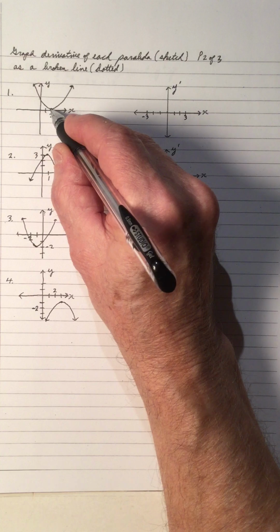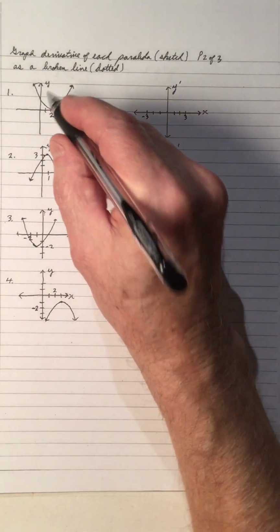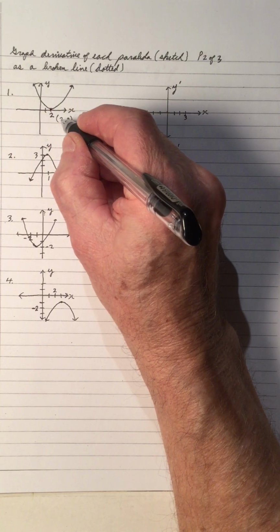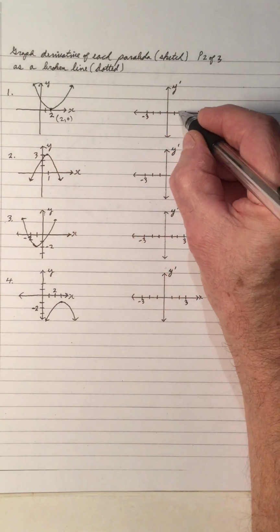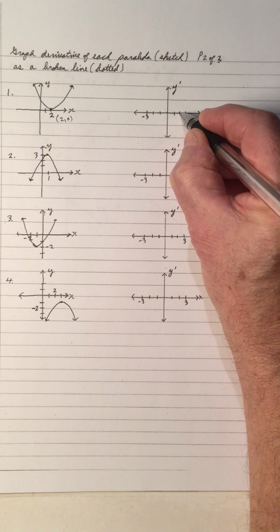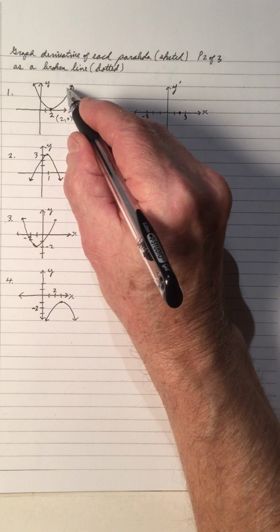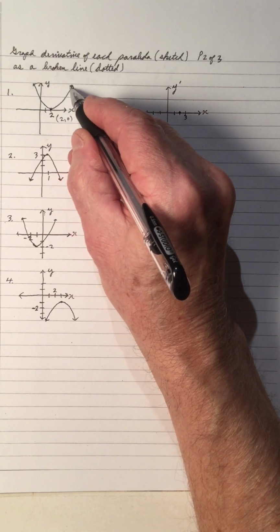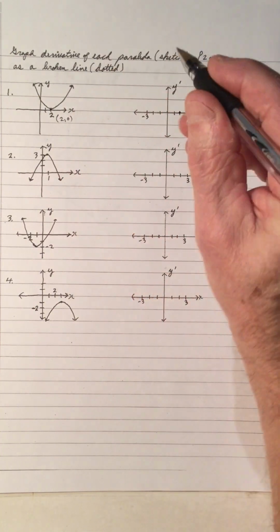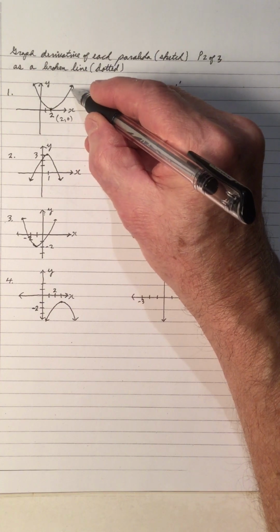So what is the derivative? The vertex is (2, 0). So that means the x-coordinate of the vertex is 2, so the derivative of this parabola passes through the x-axis at 2. Okay? This parabola on this right side has a slope which is positive. So the slope of all the tangents here is positive.